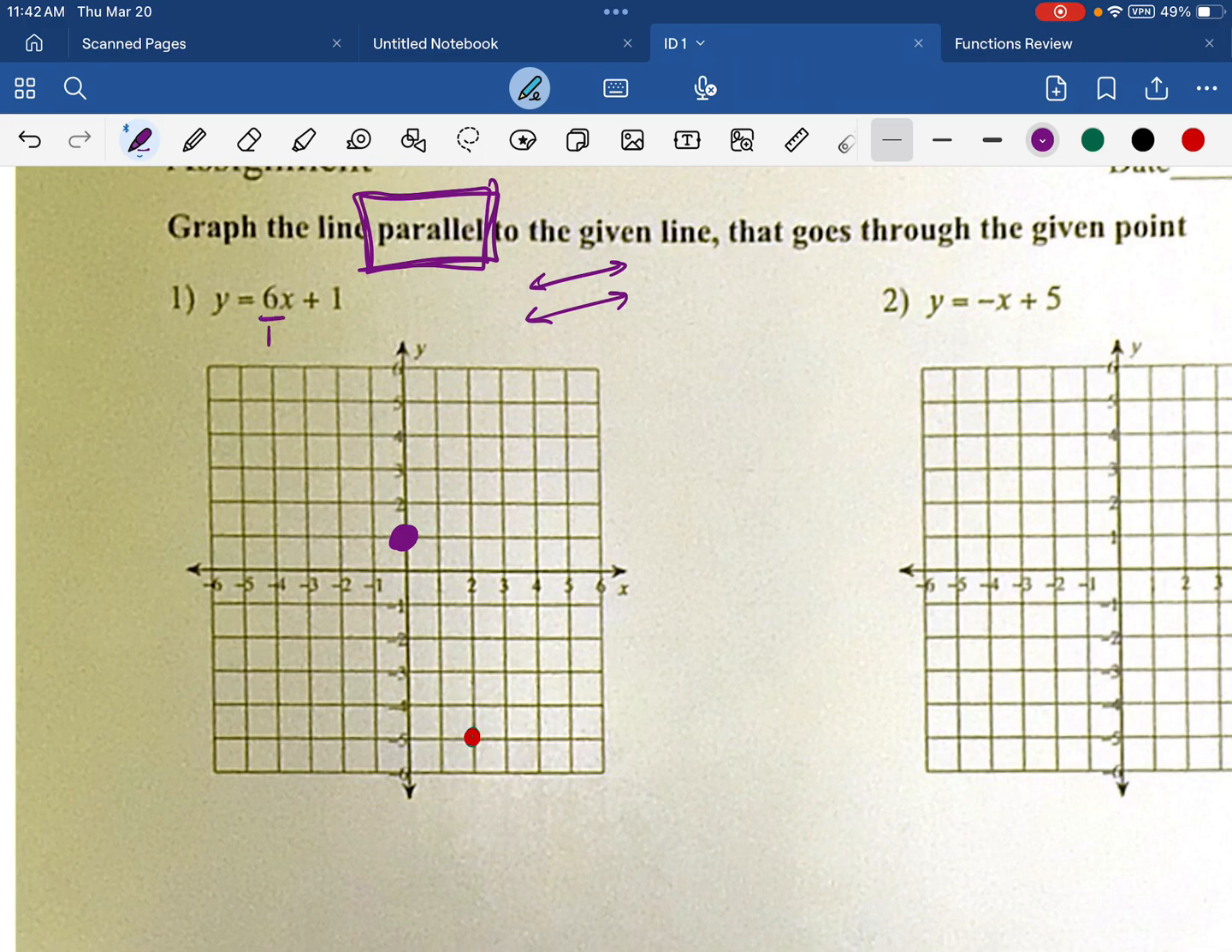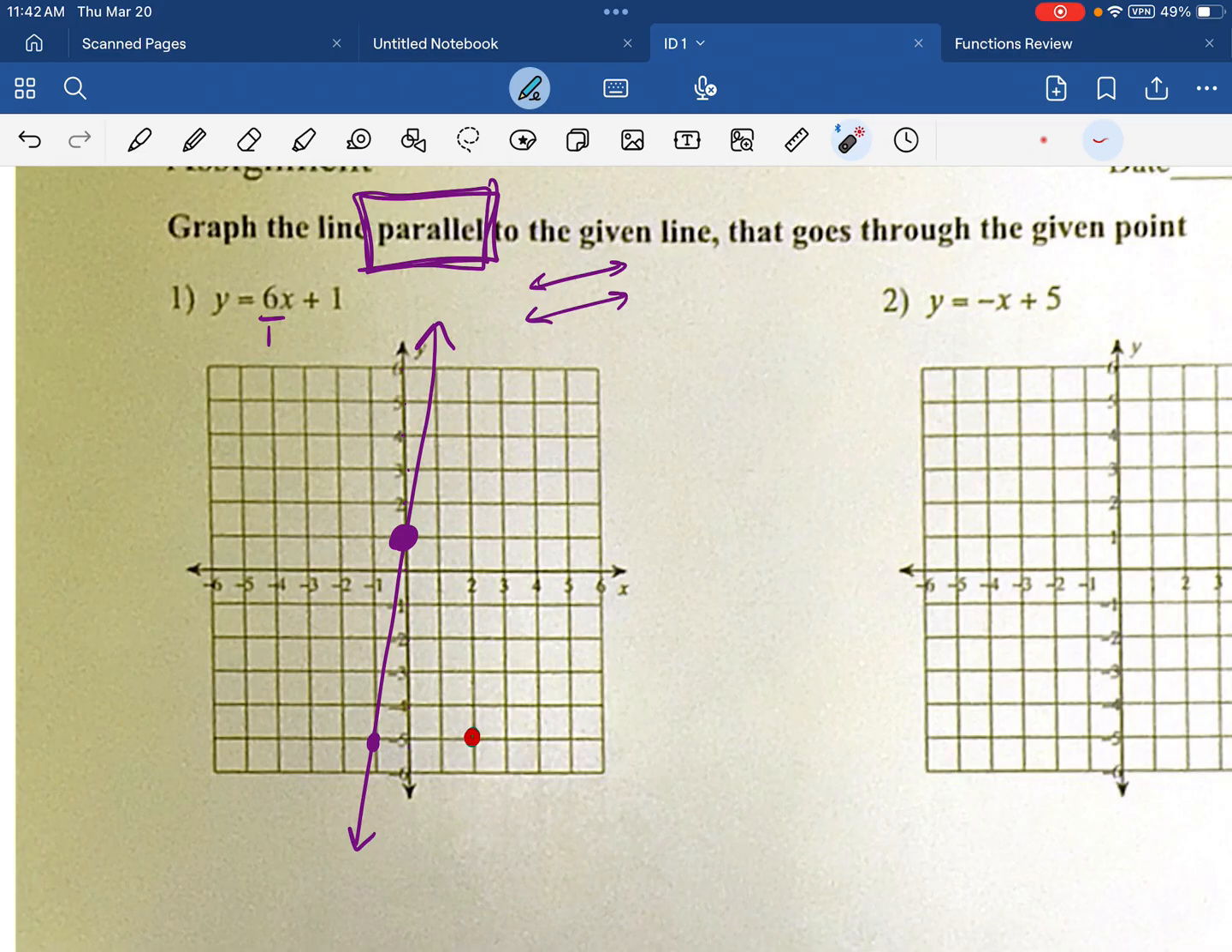Okay, my slope here is 6 over 1, meaning I go up 6. 1, 2, 3, 4, 5. Ran out of space, so I'm instead going to go down 6, left 1. 1, 2, 3, 4, 5, 6, and left 1. Alrighty. Let me try that again. Okay, so there's my first line.